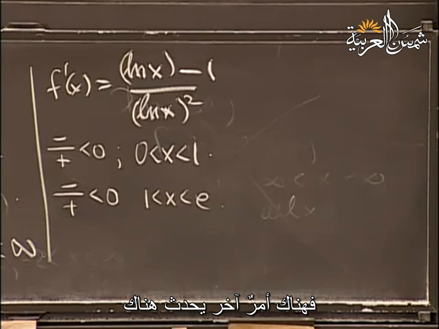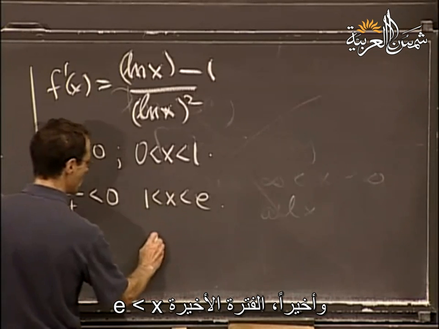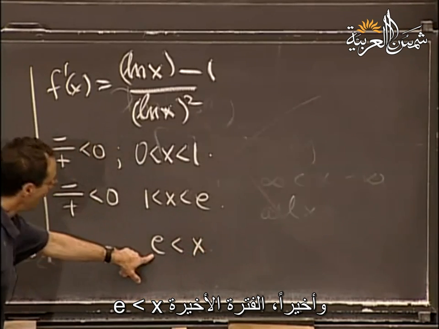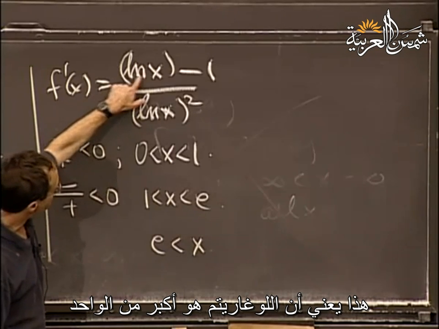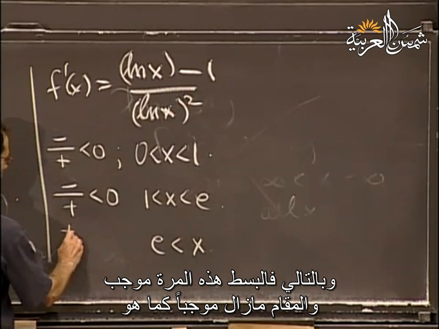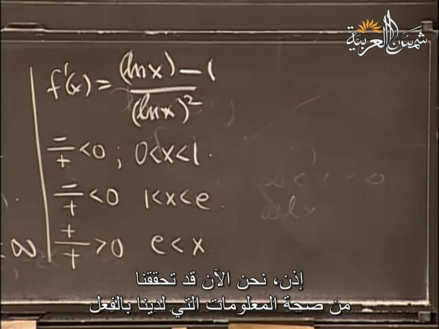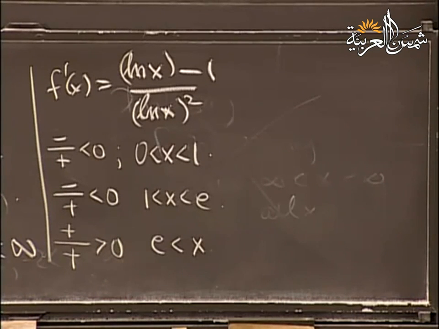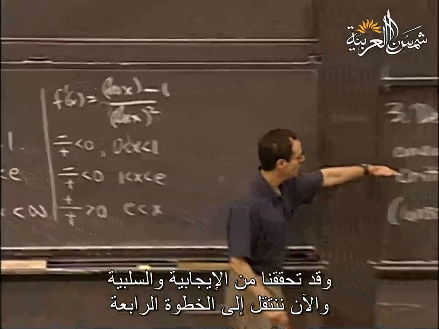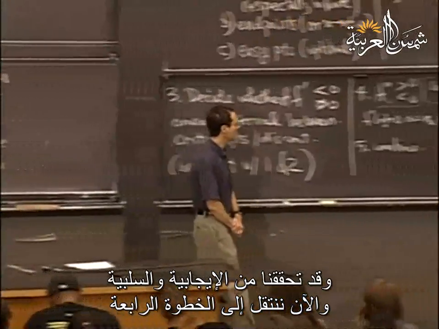There's something dramatic happening there. And then at the last range, when x is bigger than e, that means the logarithm is already bigger than 1, so the numerator is now positive, and the denominator is still positive, so it's increasing. So we've just double-checked something that we already knew. All right, so that's pretty much all there is to say about step 3. So this is checking the positivity and negativity.